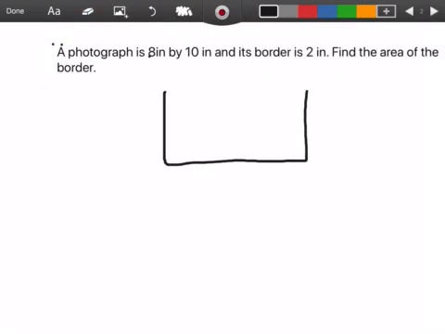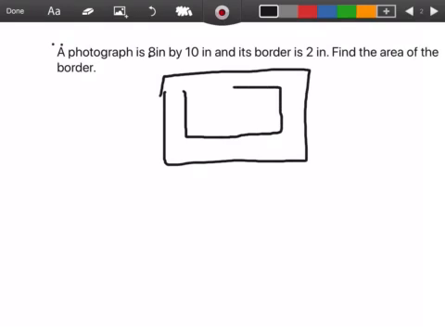So this would be our photograph. Oh no, this would be our photograph. That would be the border. This would be 8 and this would be 10. Then this place is 2. This place is 2.